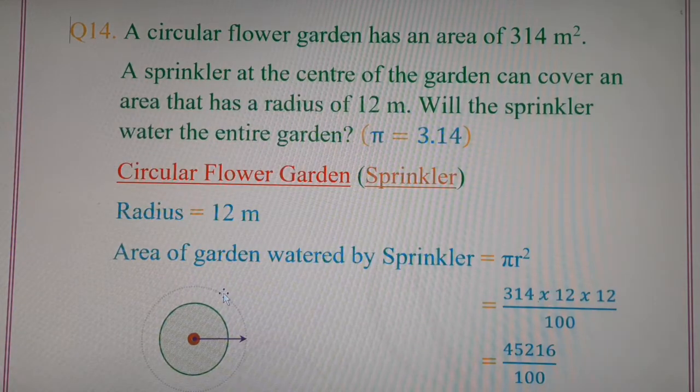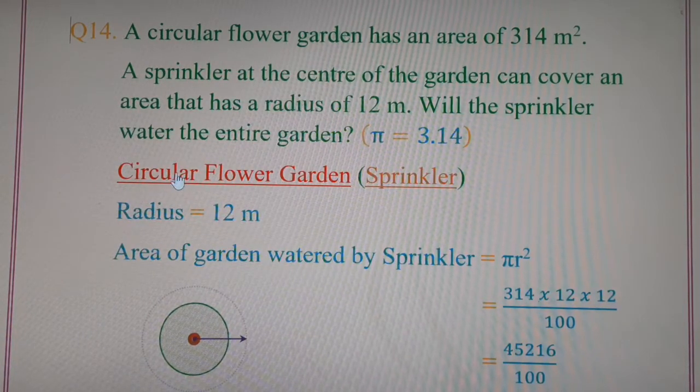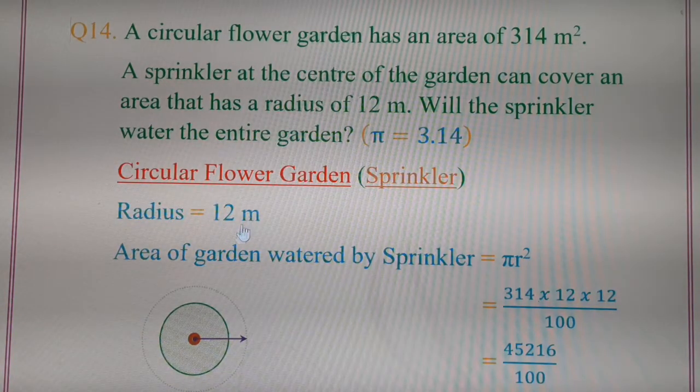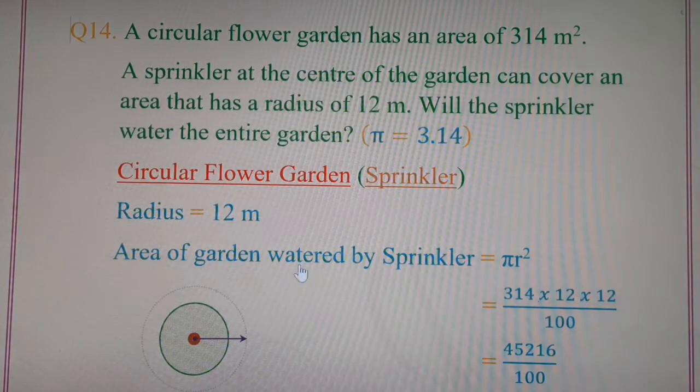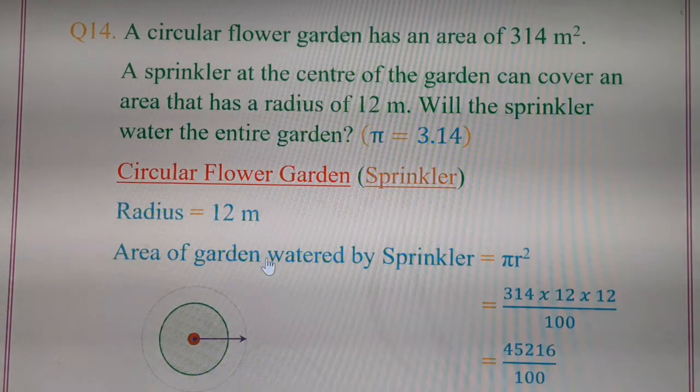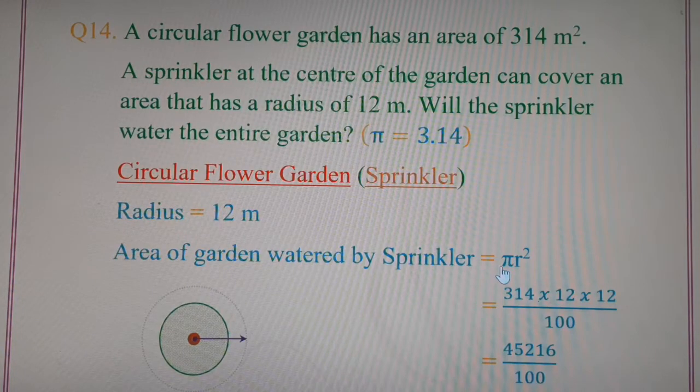So first we'll calculate how much area the sprinkler can water. That we have to calculate. So first we write the details given: circular flower garden, sprinkler is there, and the radius of the area in which the sprinkler is watering is 12 meters. So we'll calculate the area of garden watered by the sprinkler. How much area is watered by the sprinkler in the garden, that area we have to calculate, which will be calculated by using the formula pi r square.